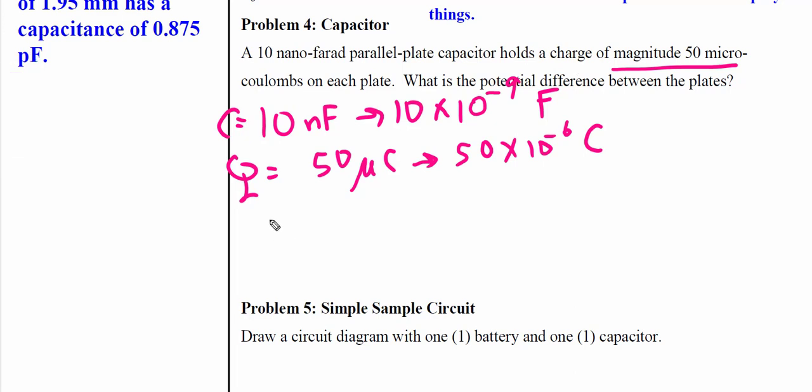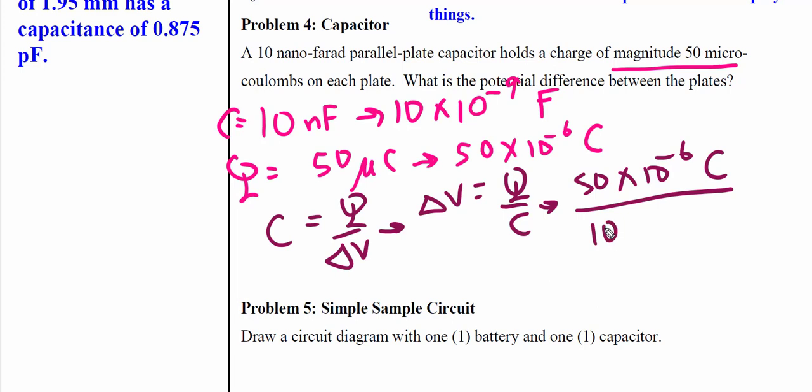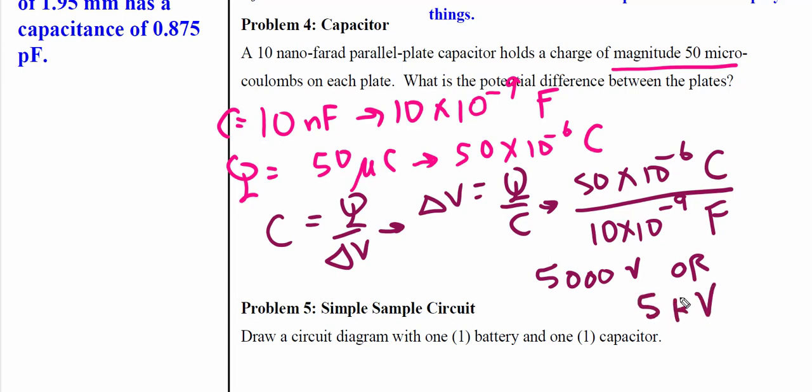So that's going to be C is equal to Q over delta V. We're looking for delta V. That's going to be 50 times 10 to the negative 6 coulombs divided by 10 times 10 to the negative 9 farads. And that's going to give me 5,000 volts, or we could rewrite this as 5 kilovolts, by using a calculator.